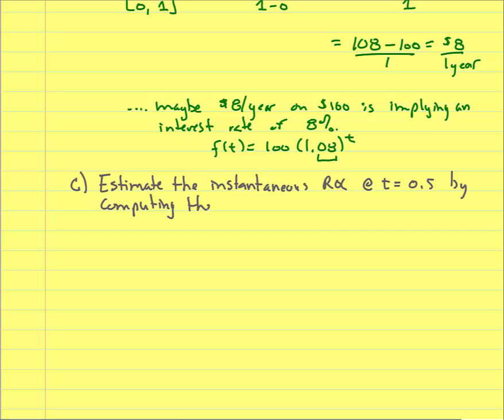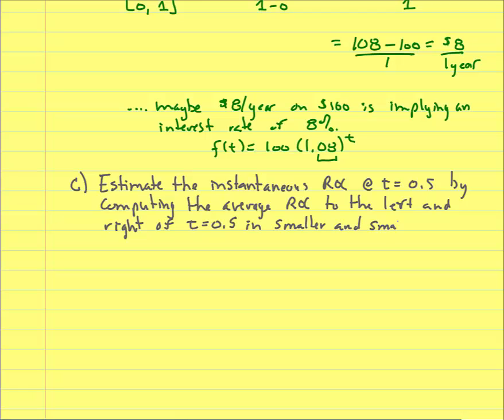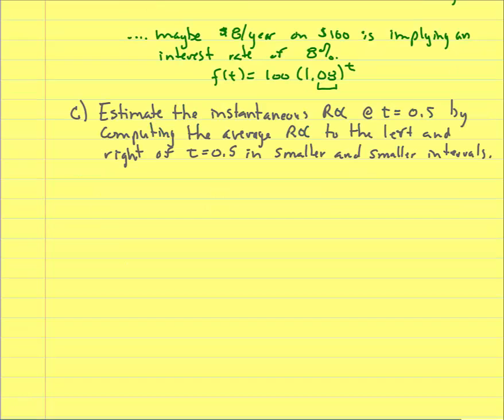And we're going to do this by computing the average rate of change to the left and to the right of t equal 0.5, sorry, 0.5, not 0.05, in smaller and smaller intervals. Now, one thing that we want to keep in mind here is I don't always have to check it from the right and from the left. A lot of times we'll just use one direction, but a lot of times we do check both directions, so that's why we're going to put this up here.